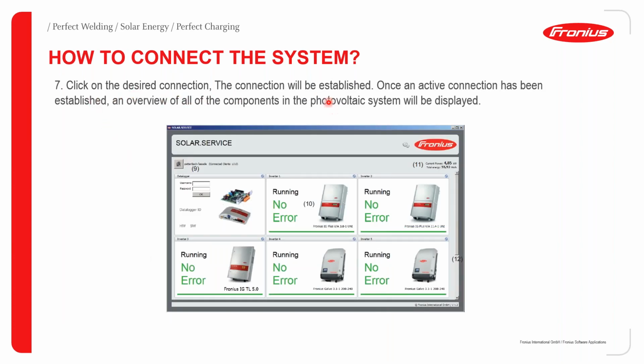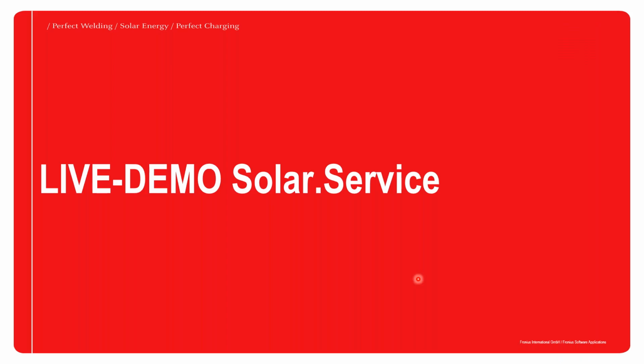Then you've got to click on the desired connection. The connection will be established, and once an active connection is established, an overview of all components in the PV system will be displayed. In this scenario, I entered into a system, and it shows me that in the specific system, I've got 1, 2, 3, 4, 5 Fronius inverters, and I also have a data manager card installed. I'm going to run you through a live system of the Solar.Service application.